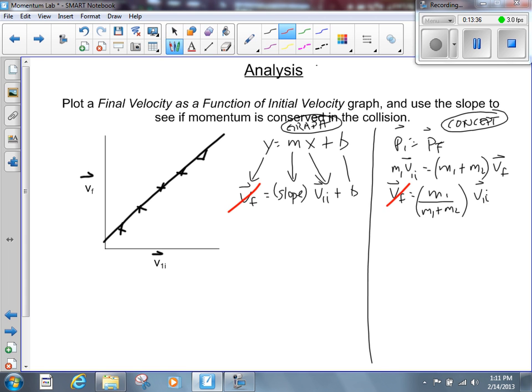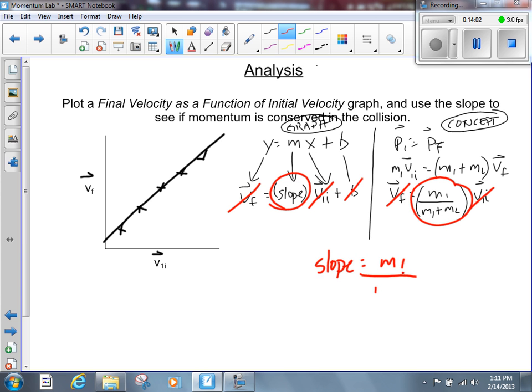VF appears in both. V1i appears in both. You can also cross off things that appear in one but not the other. In other words, plus b. There's no plus on the other side, so we can drop that. What are we left with? Slope is equal to m1 over (m1 + m2).